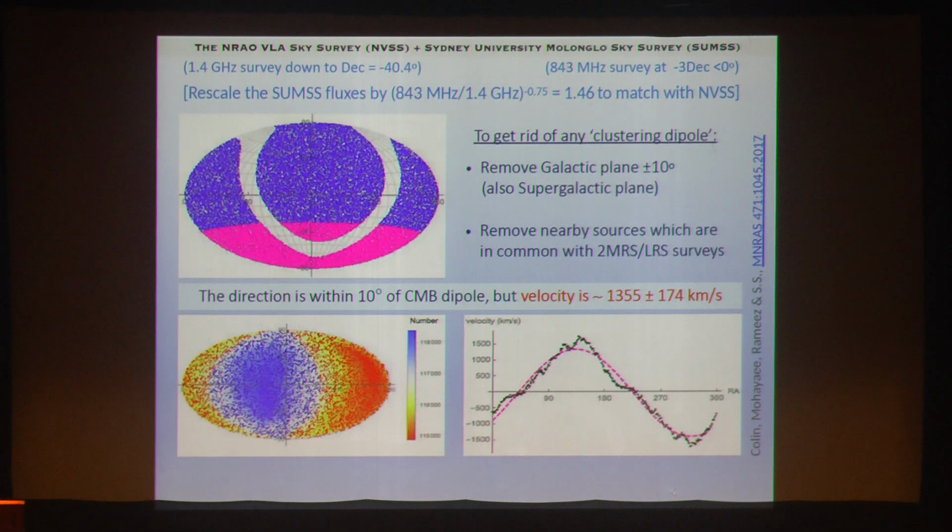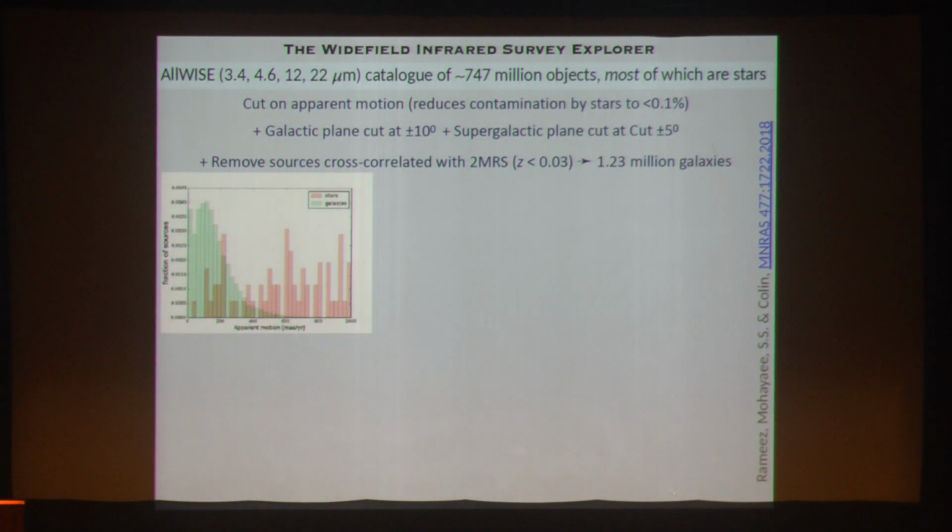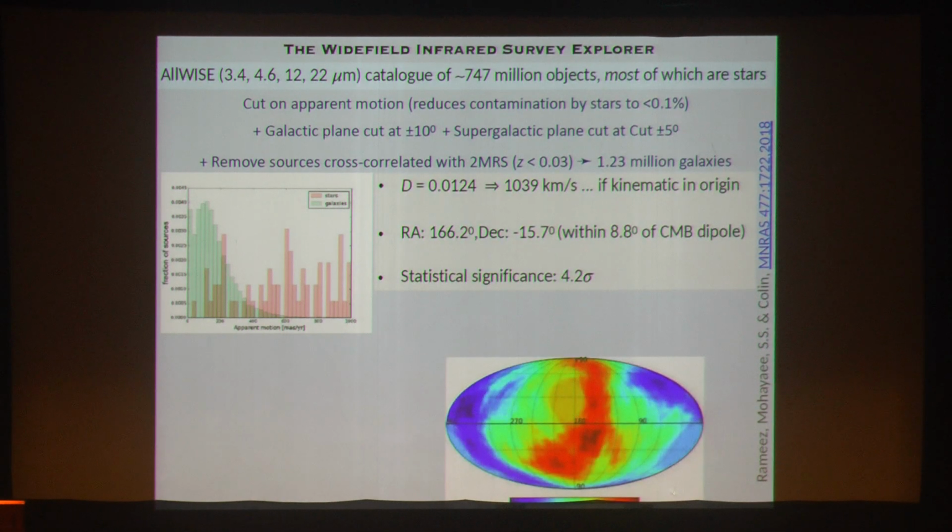Calculations of how often by accident I would get this result, the answer is it's 2.8 sigma. Okay, you aren't going to get out of bed for 2.8 sigma. Same thing with this NVSS catalog. There we had more like 4 sigma, but these guys are at redshift of 0.14.